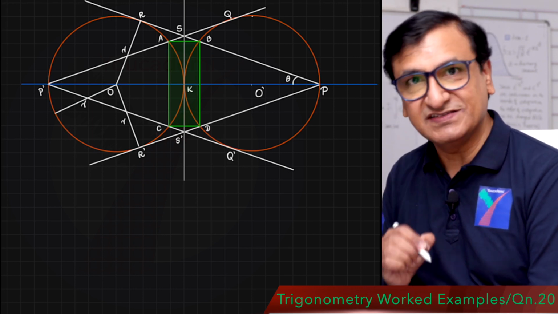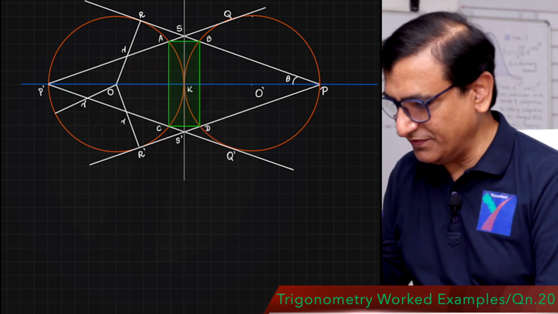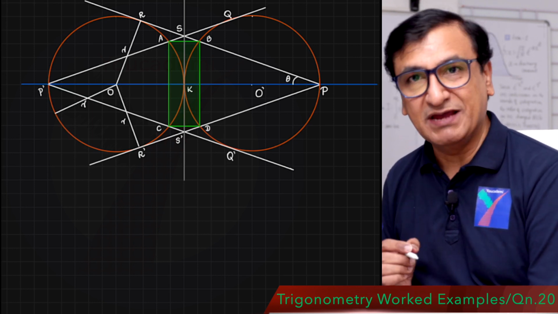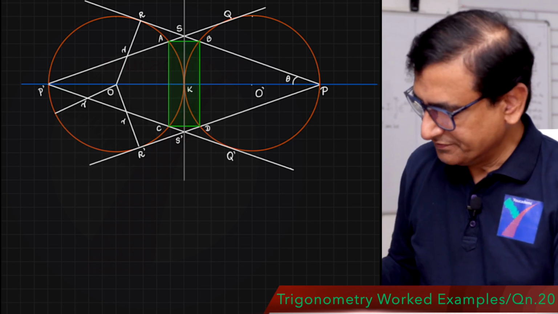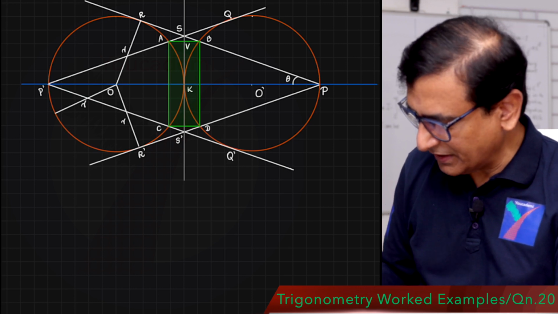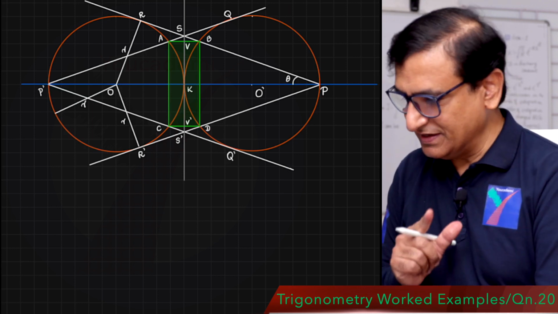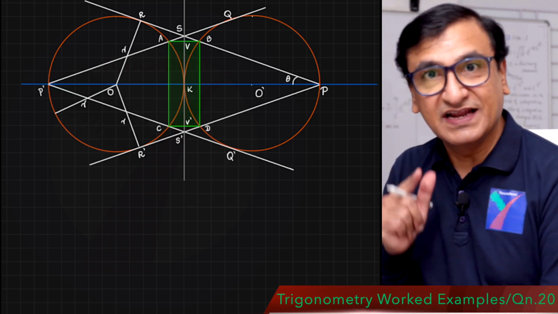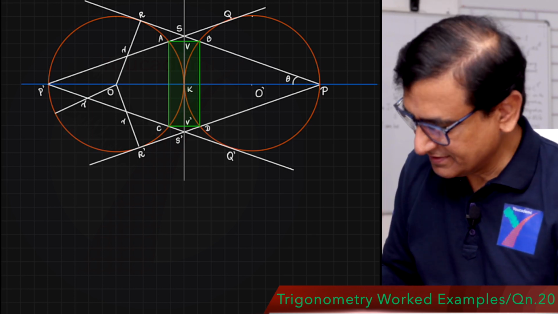line AC. Let me call the points of intersection between the lines S and S prime and the lines AB and CD as V and V prime. And the points of intersection between the line P prime and the lines AC and BD as U and U prime.